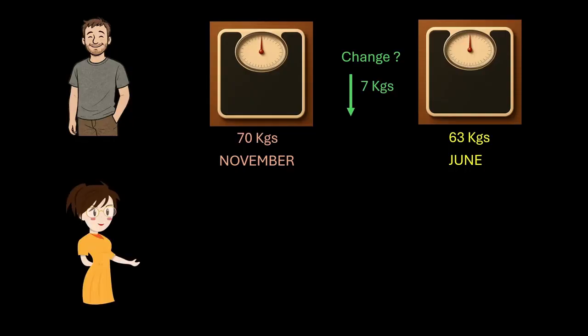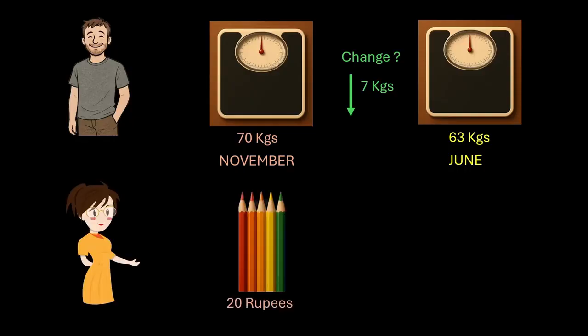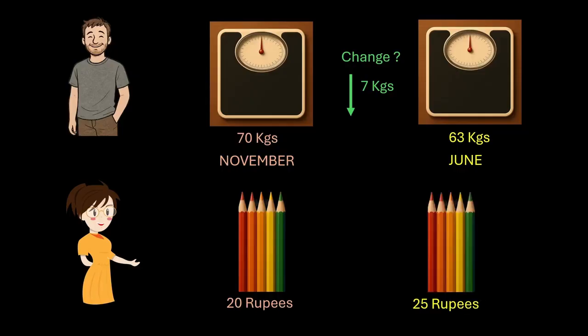His friend Sheila bought some pencils for 20 rupees. A day later, she sold them for 25 rupees. Again, do we see a change in the price? Yes, the price increased by 5 rupees. So, whenever a certain value increases or decreases, we say that it has changed.